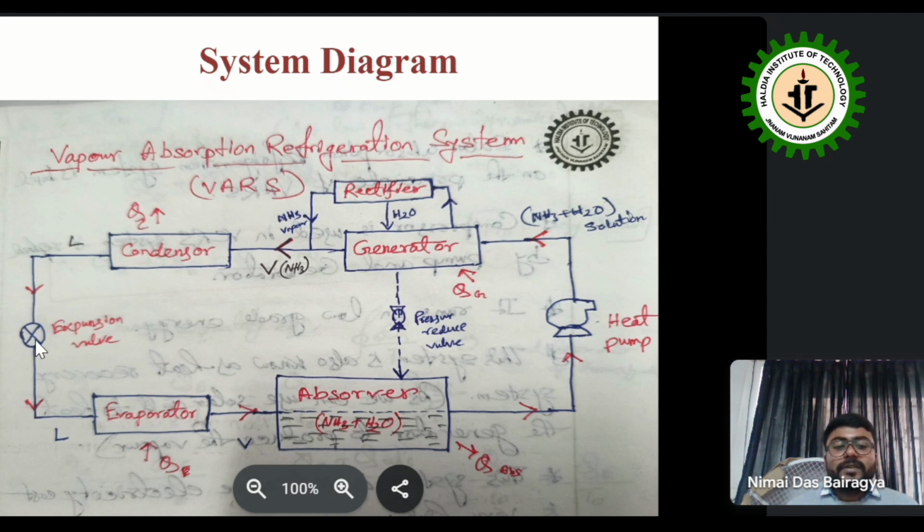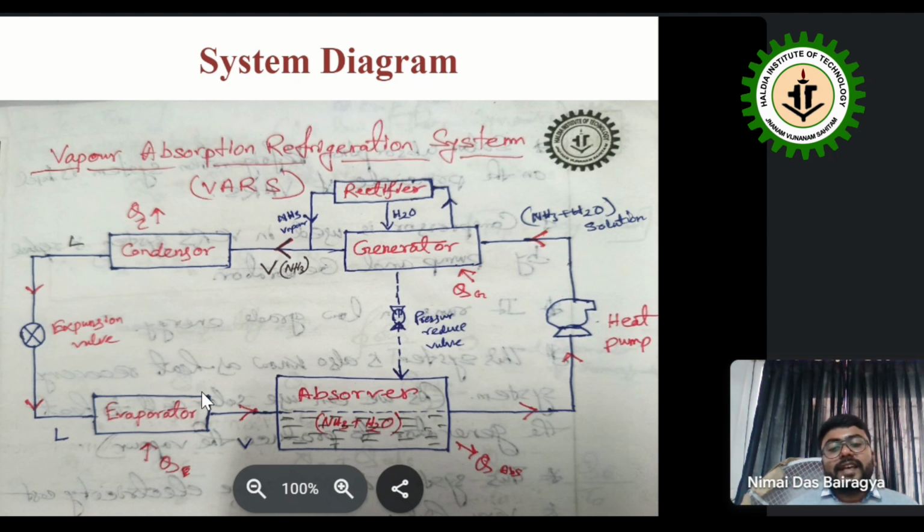Then it is conveyed to the expansion valve. In the expansion valve, when the high pressure liquid ammonia comes to the inlet, due to the sudden opening of this expansion valve, it turns into low pressure chilled liquid ammonia, or low pressure chilled liquid refrigerant. Then it again comes to the evaporator, where the chilled liquid refrigerant absorbs heat from the surroundings of the evaporator, and again it turns into vapor.